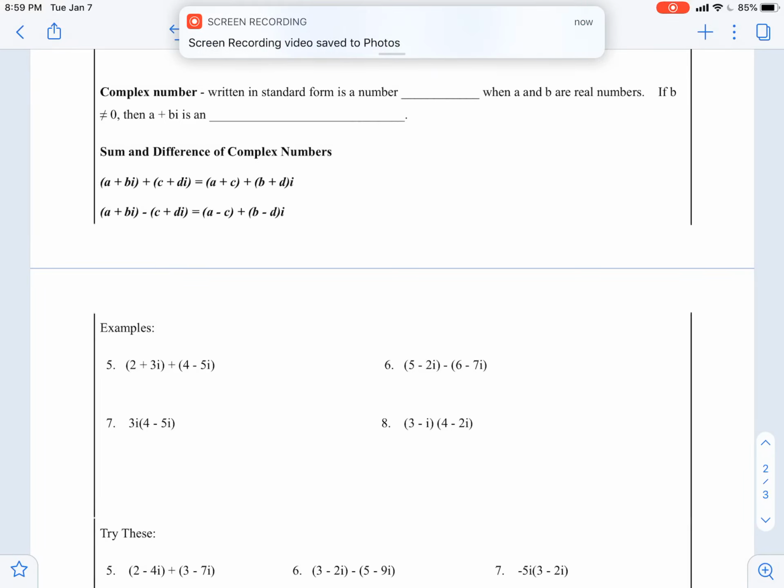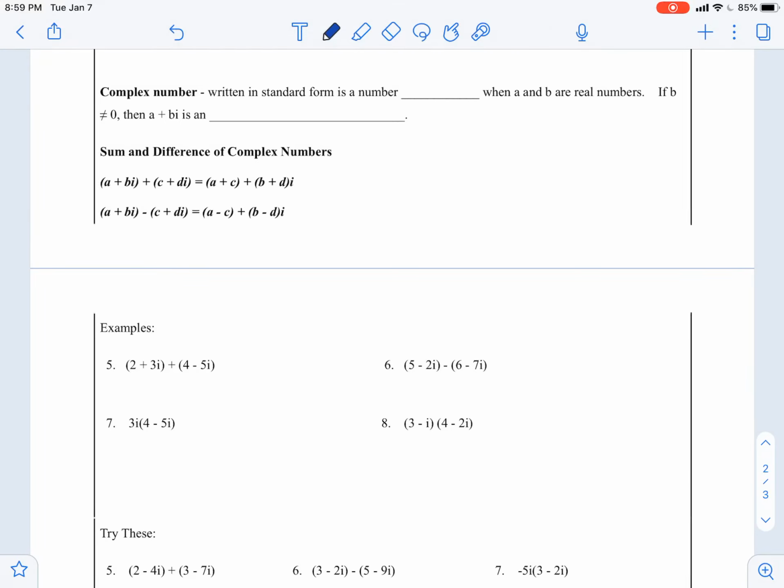Okay, and welcome to this video. We're going to be doing complex numbers. In the last video, I introduced you to complex numbers, but we're just going to go a little bit deeper and do some operations. After this, you should be able to perform operations with complex numbers. In other words, addition, subtraction, multiplication, and division.